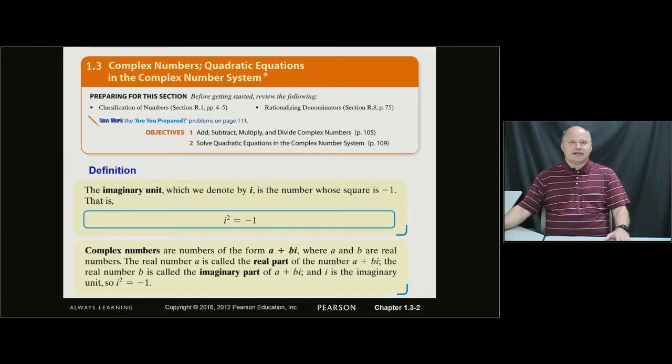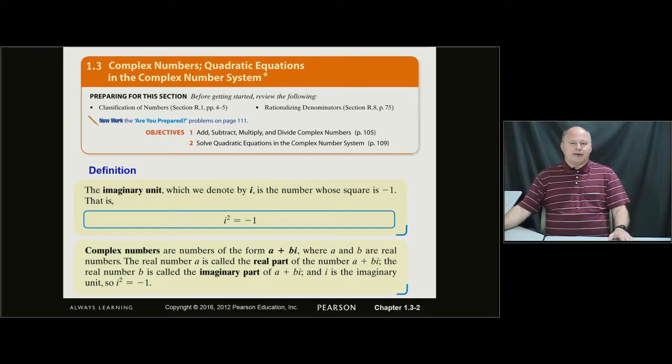Let's understand what a complex number is. Complex numbers are numbers of the form a plus bi, where a and b are real numbers. The real number a is called the real part of the number a plus bi, and the real number b is called the imaginary part of a plus bi. And i is the imaginary unit, so i squared is -1. Put in clearer language, a complex number is made up of two types of numbers, a real number and an imaginary number. The bi is the imaginary part. The a is the real part.